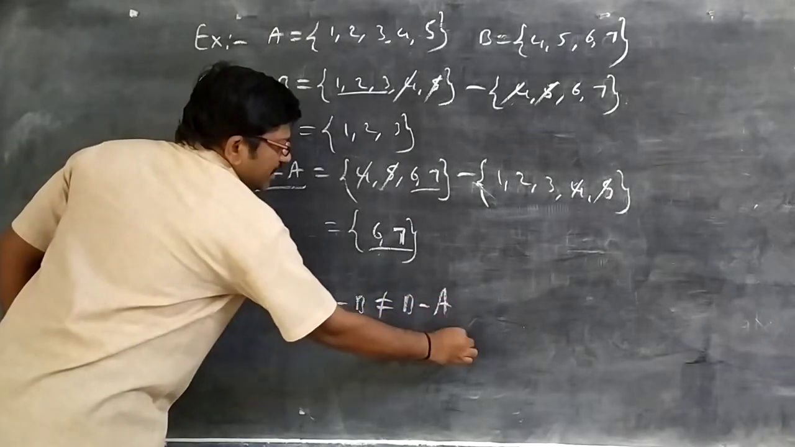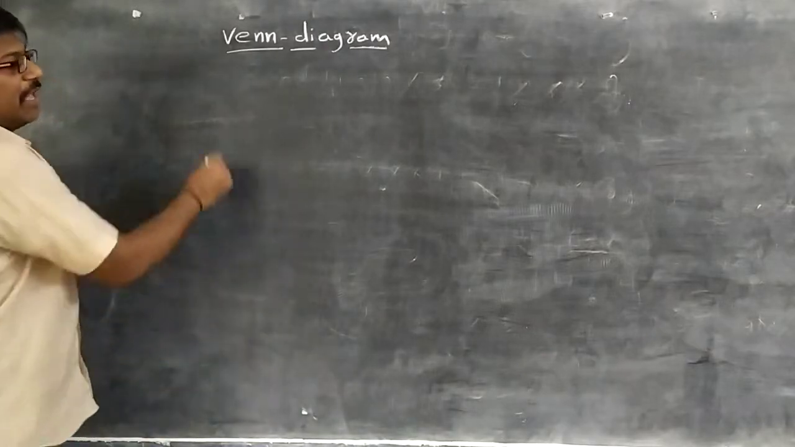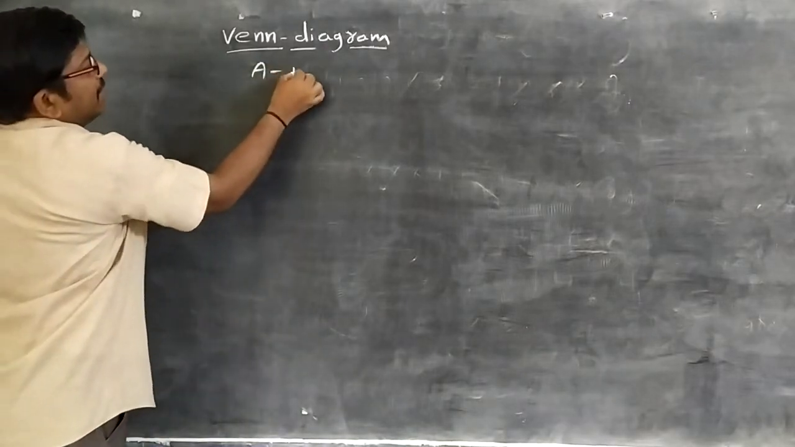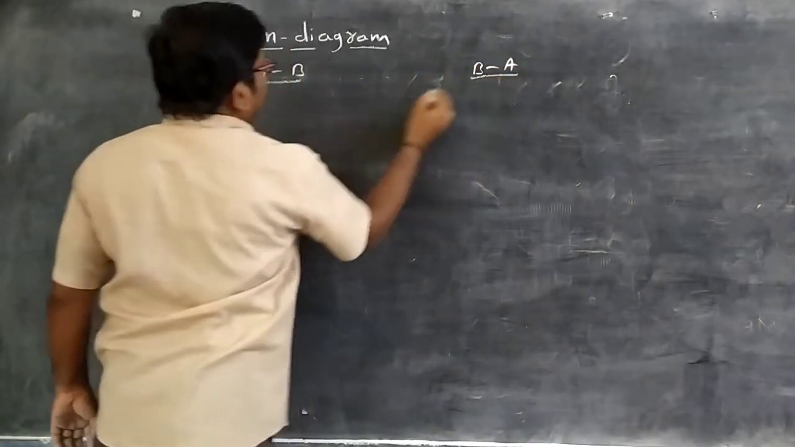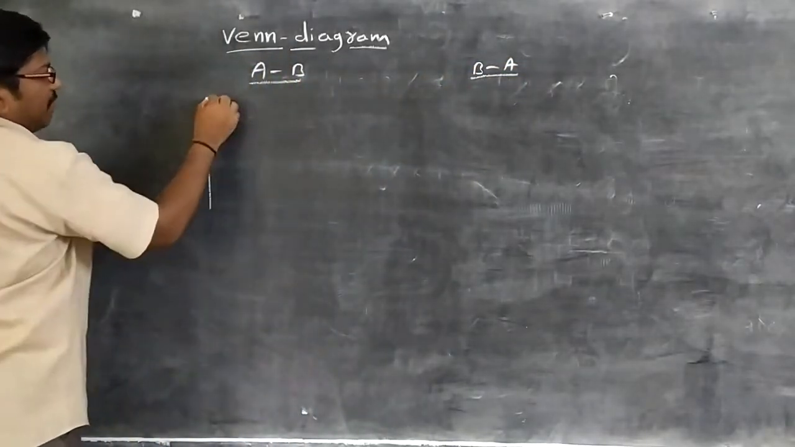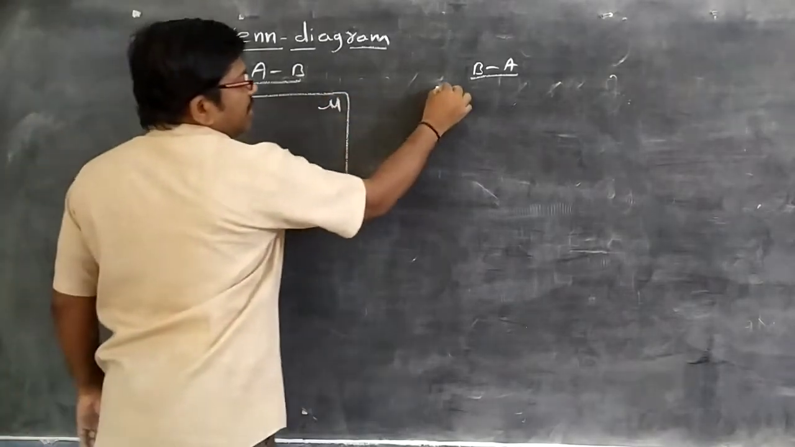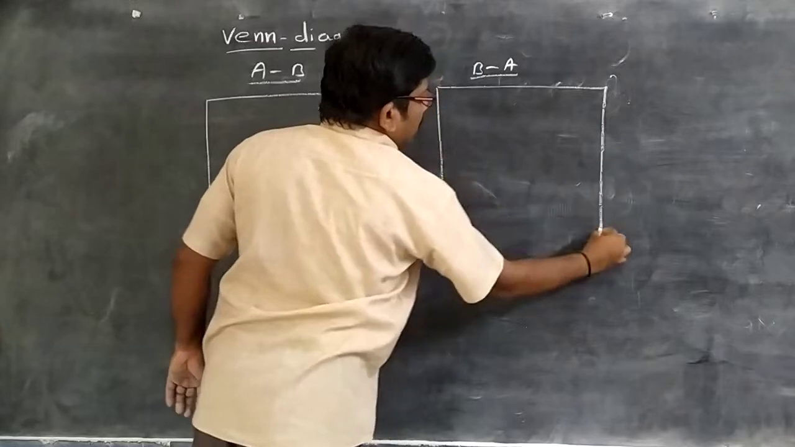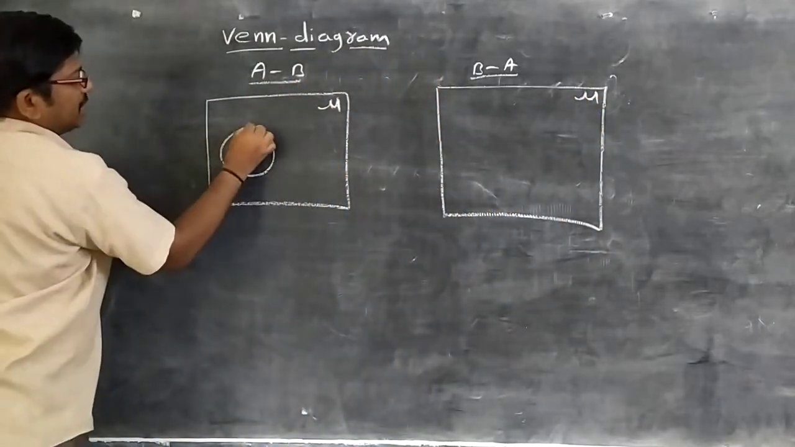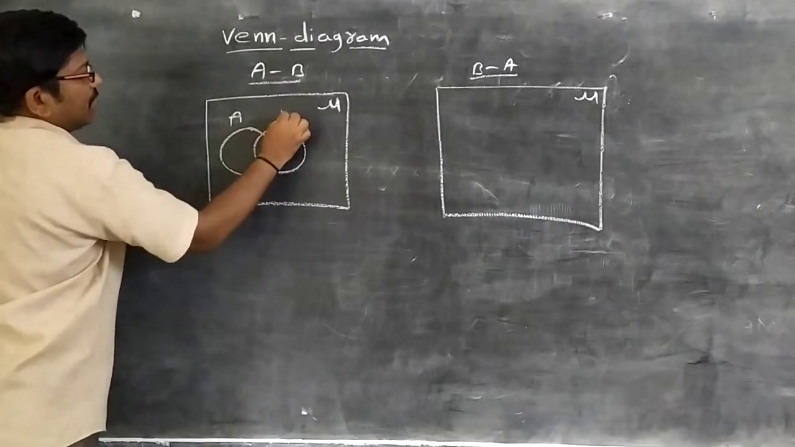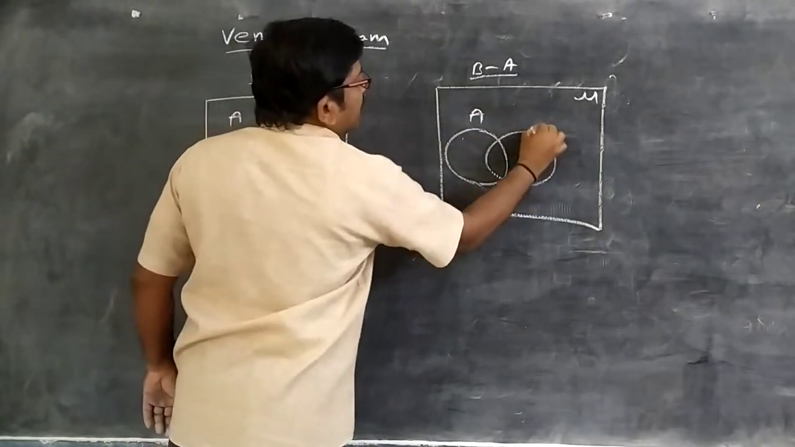Okay. So this is very, very important. Now the Venn diagram of A minus B and B minus A. It is A minus B and it is B minus A. For both, first you have to draw the universal set. Here we have two sets, A and B. Here also it is A and B.